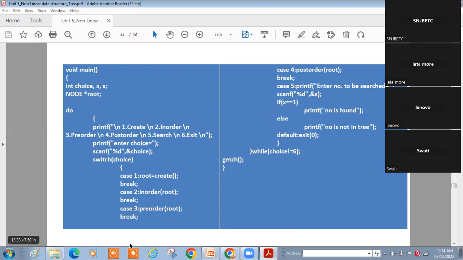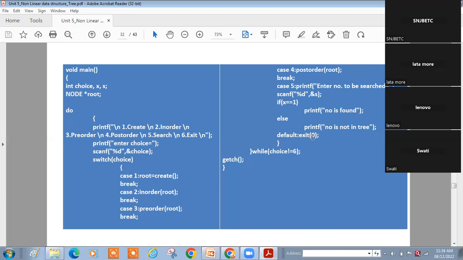So here these different cases are provided. Case 1 for create, case 2 in-order, case 3 pre-order, case 4 post-order, and if a number is to be searched, then you have to enter the number to be searched. So we give that as S. Now for search, I have directly written the operation over here. If X is equal to 1, meaning you got the element, then you have to say number is found. If it is not, then simply you print else number is not found in the tree.